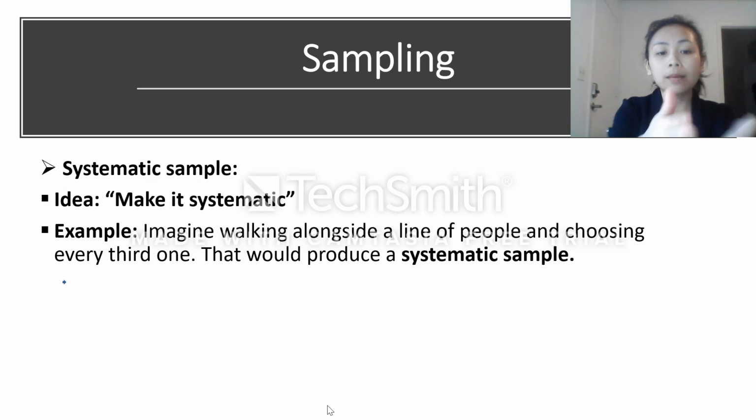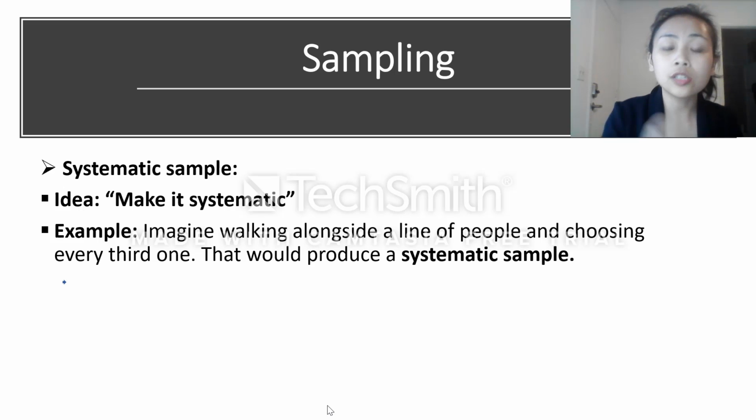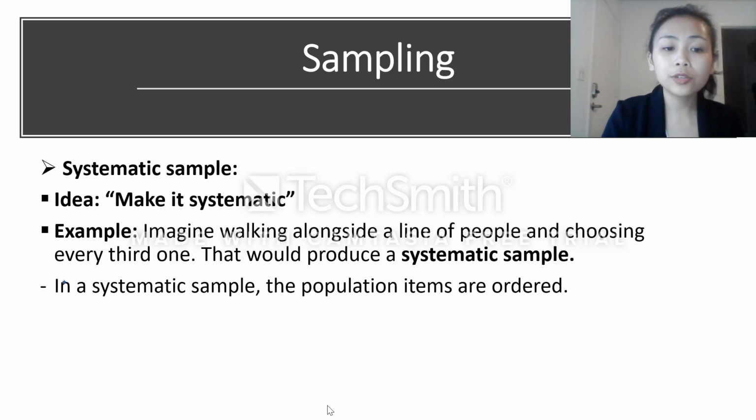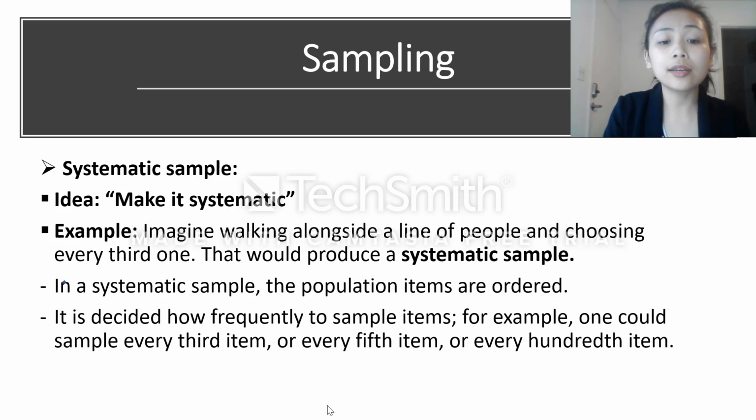So, for example, you have many lines of people. You collect only the third person. The second line, also the third person, and so on, and put them all together. You have a sample. It's called systematic because you make it systematic. So in the systematic sample, the population items are ordered. So the order is required in systematic sampling. It is decided how frequently to sample items. For example, one could sample every third item, every fifth item, or every hundredth item.